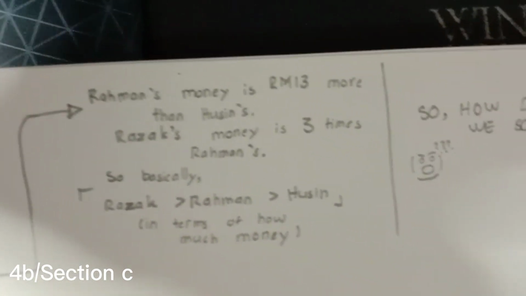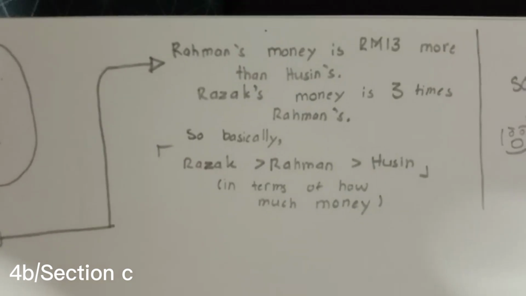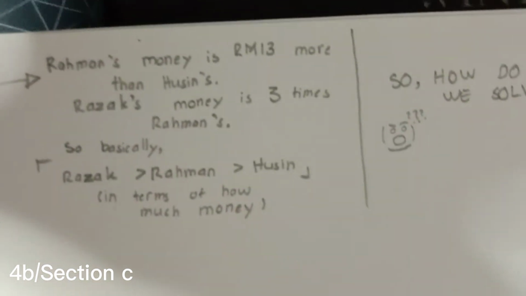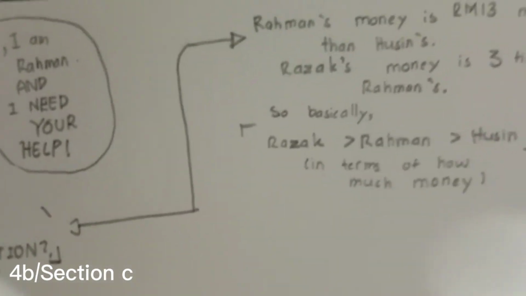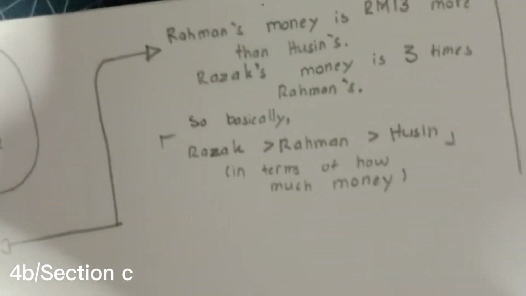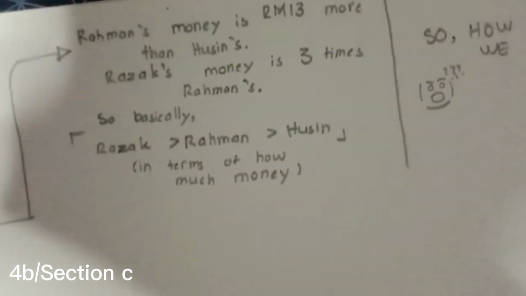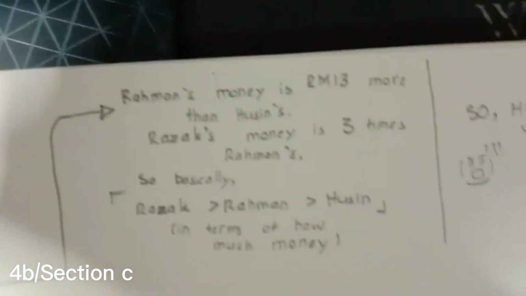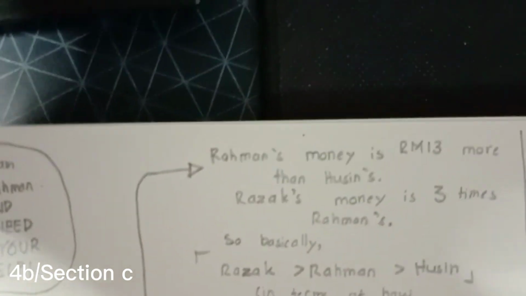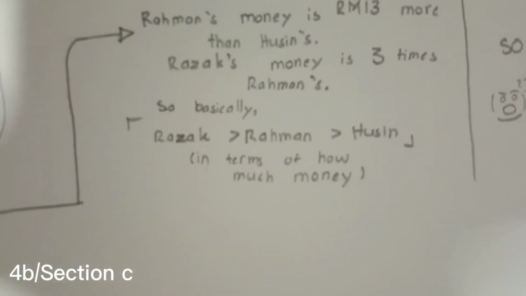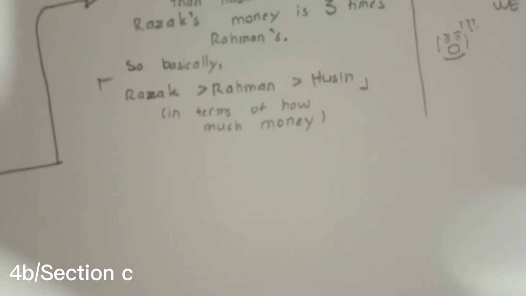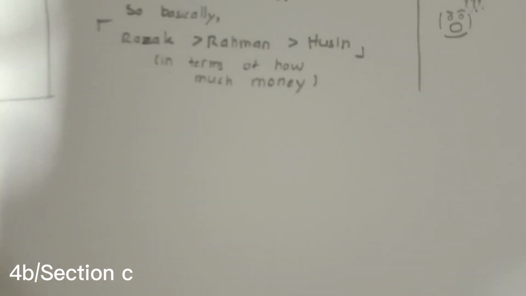Rahman's money is RM13 more than Hussein's. Razak's money is 3 times Rahman's. This is Rahman, just a quick FYI. Basically, Razak has more money than Rahman, but Rahman has more money than Hussein. Razak has 3 times the money of Rahman, and Rahman has 13 ringgits more than Hussein. In terms of how much money, it depends on how you compare it.